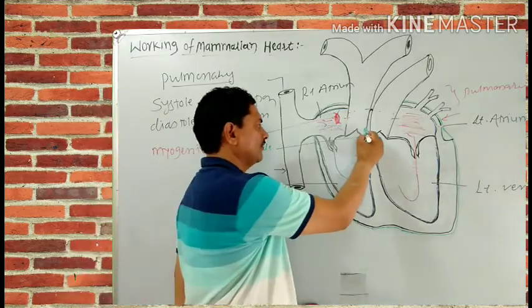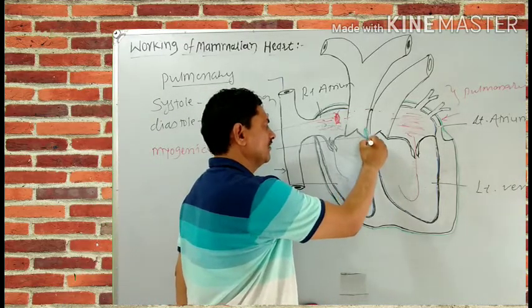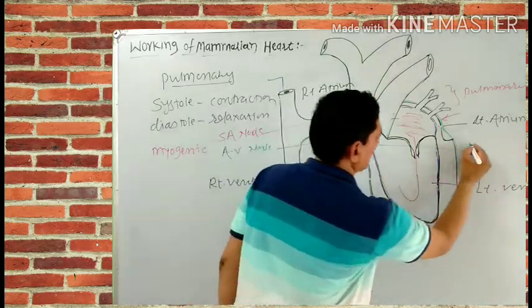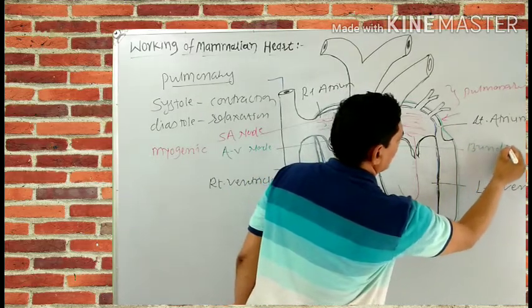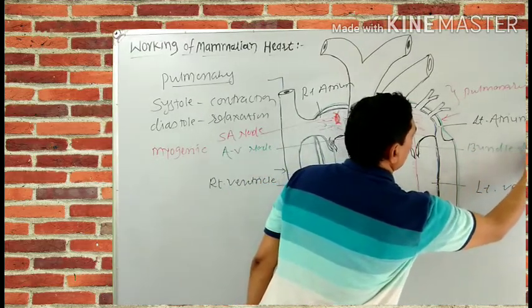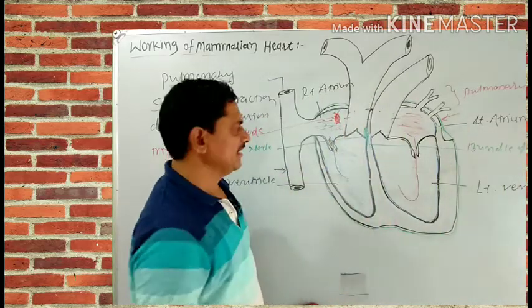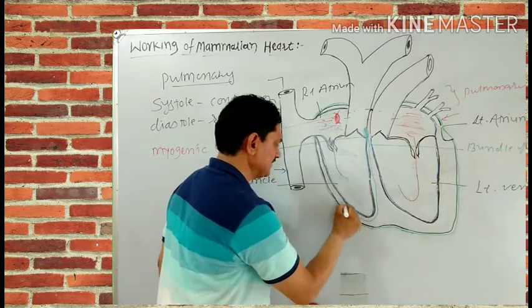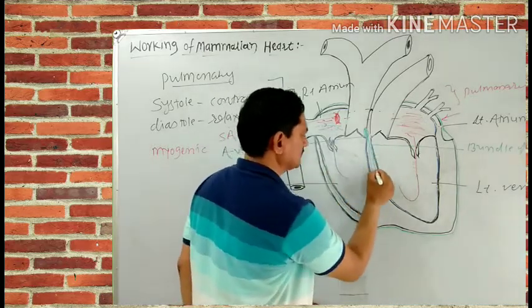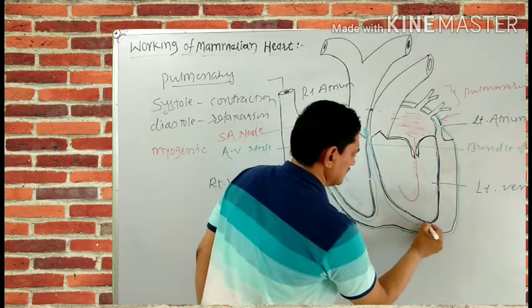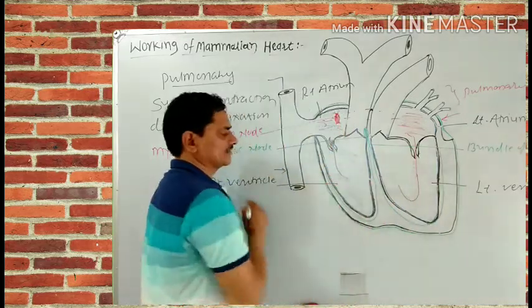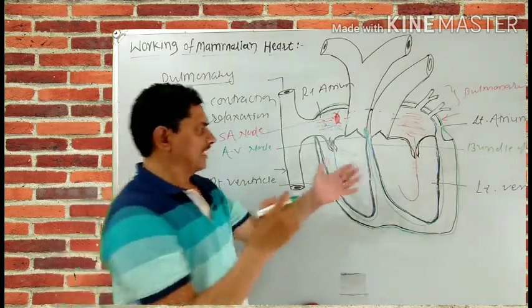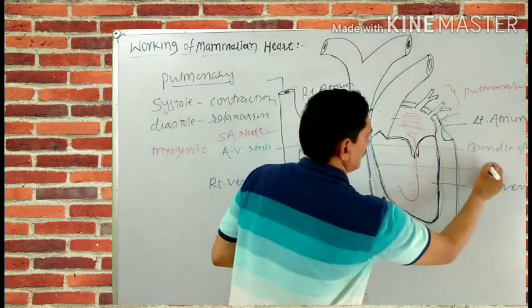From this auriculoventricular node arises a thick band of muscles. This one is called the bundle of His. And from this bundle of His, immediately it bifurcates into two branches, one towards the left side of the ventricle, and one towards the right side of the ventricle.